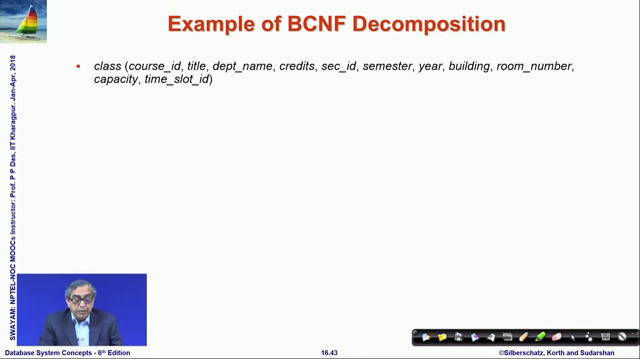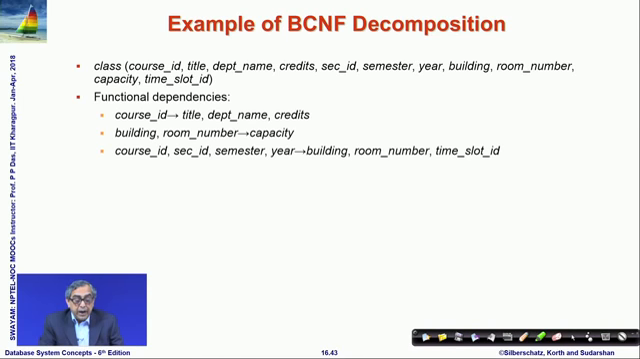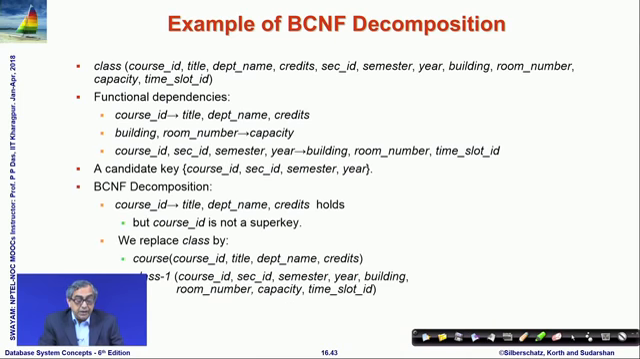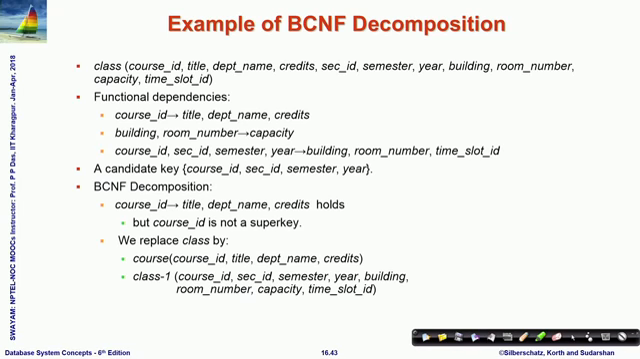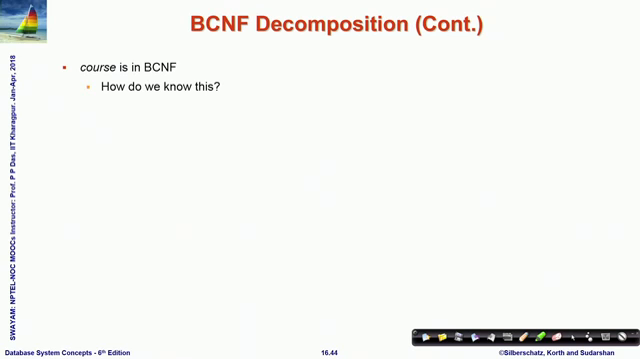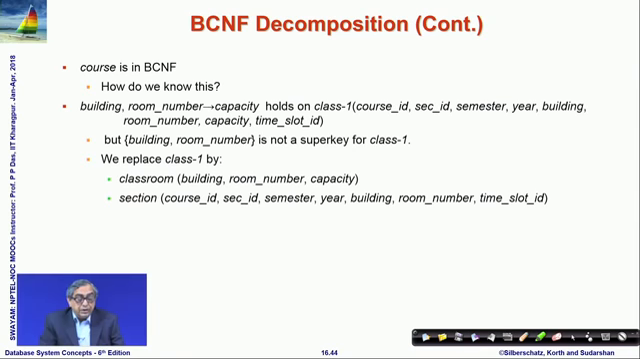Here is another, more detailed example of a class relationship, which has a whole set of attributes and these functional dependencies, and based on that the candidate key is course ID, section ID, semester and year. You can proceed with the BCNF decomposition taking the first functional dependency that holds, but the left-hand side, the course ID, is not a super key. So, you will replace it by one relation, say a new course relation, and a new class relation which has the remaining attributes. Then you get convinced that course is in BCNF, but the other one, class, is not, because building and room number determines capacity, where building and room number together is not a super key.